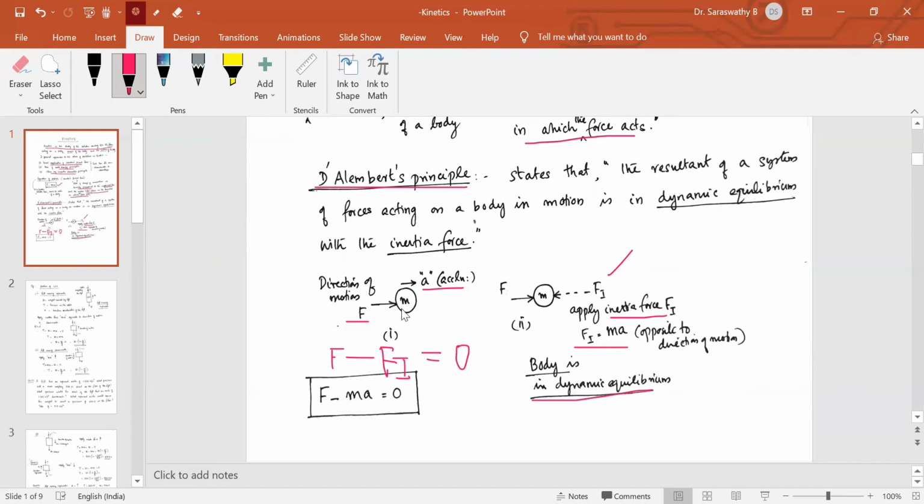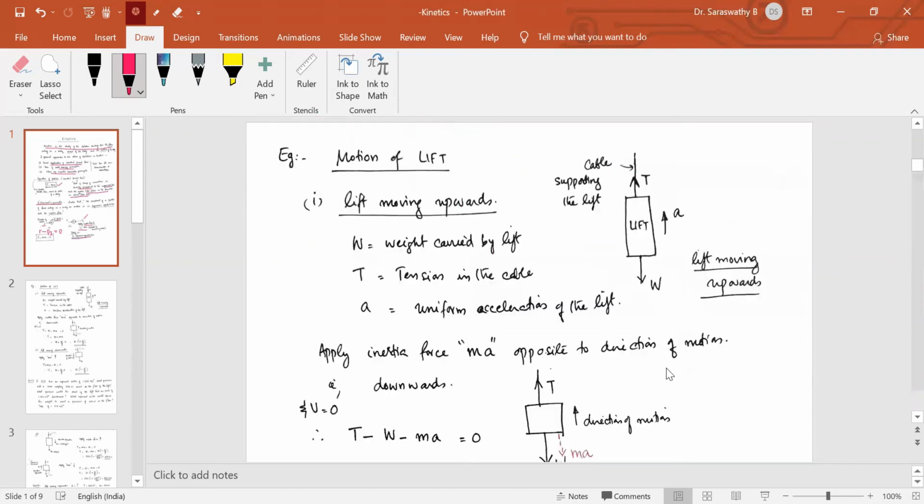A force on a body of mass m. You apply a reverse force Fi, called the inertia force, which is equal to mass into acceleration, so that I can write F minus Fi is equal to 0, or F minus ma is equal to 0. I will illustrate this principle with the help of very small numerical examples which you are already familiar with. The most simple example is the motion of a lift.